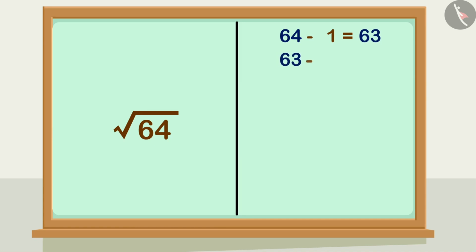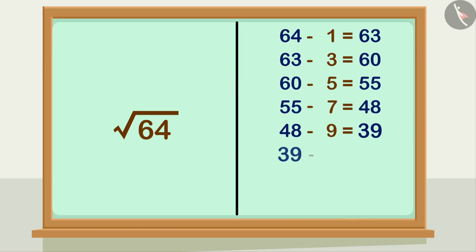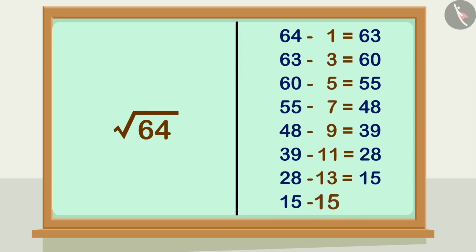Then, 63 minus 3 is equal to 60. Similarly, 15 minus 15 at the end will give us 0. We saw that by subtracting the first 8 consecutive odd numbers from 64, we get 0 at the end. This shows that the number 64 is a perfect square number, and because we get 0 by subtracting 8 consecutive odd numbers here, the square root of the number 64 is 8.